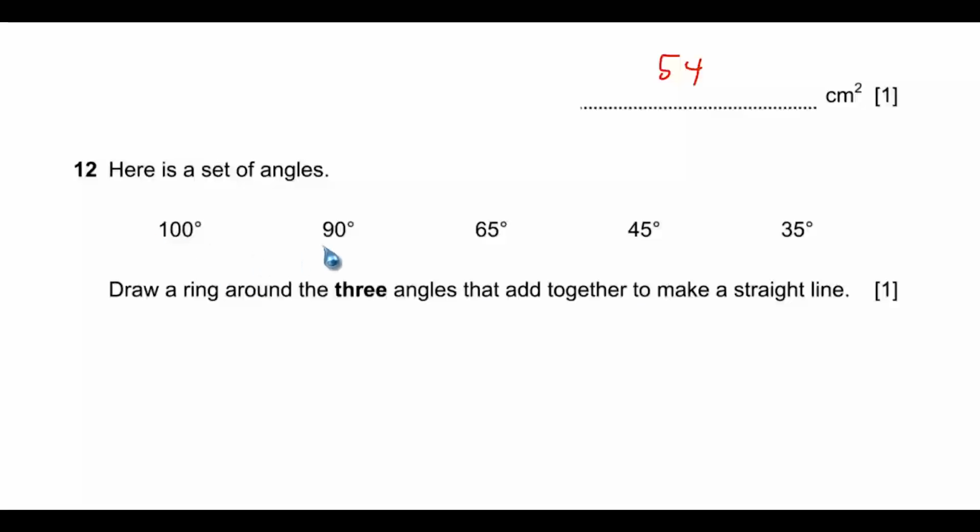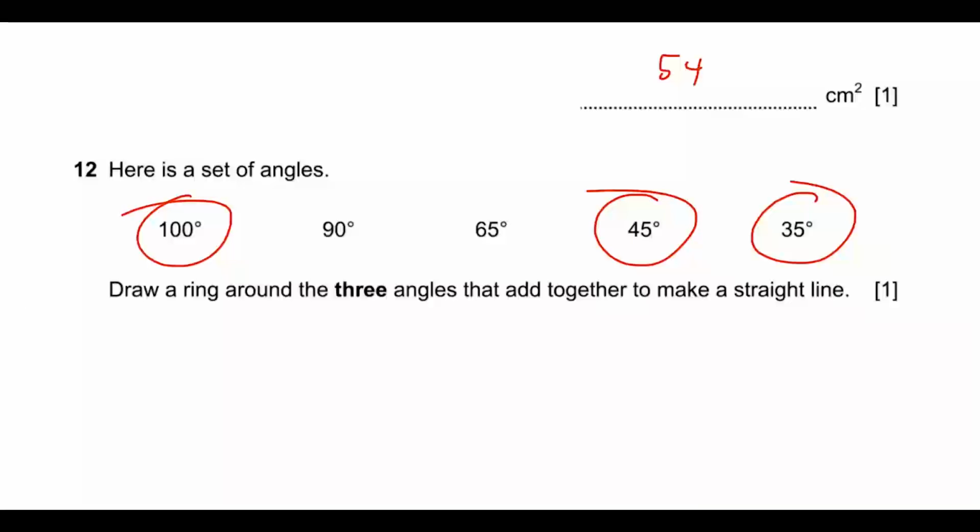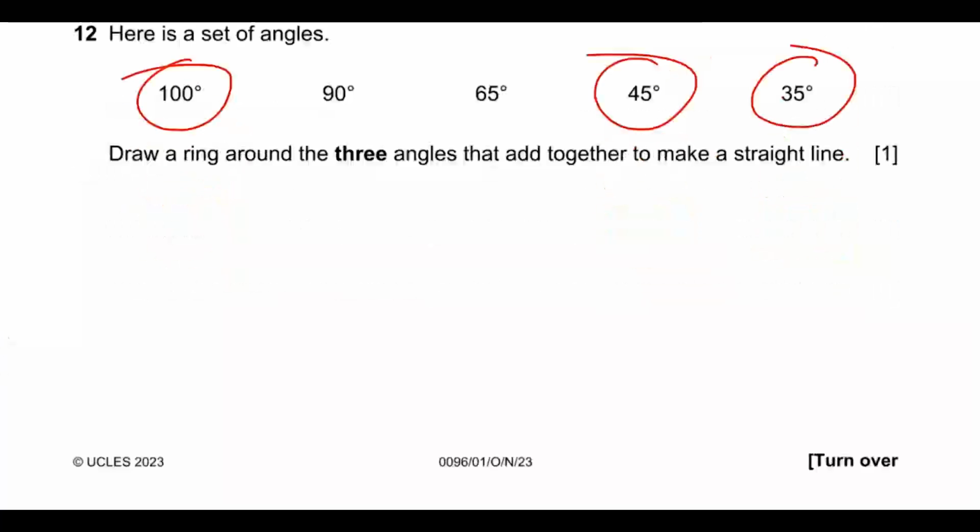So if we pick 90, for instance, we need two numbers that add up to 90, so it can be this. If we pick this one, 100, we need to find two numbers that add up to 80. So we have 45 and 35, they add up to 80. So I'll circle this, and this. Question 13, that's the next one.